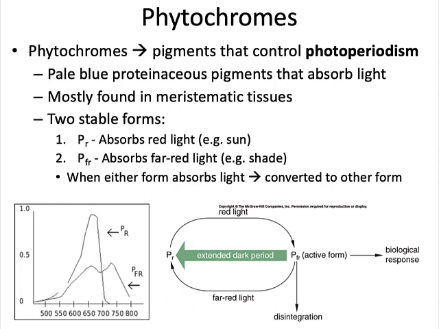Now we'll say a word about phytochromes. Phytochromes are pigments that control this photoperiodism process. And the active form of phytochrome exists when red light is predominant and encourages leaf expansion, chlorophyll development, and other characteristics of plants growing in the full sun.